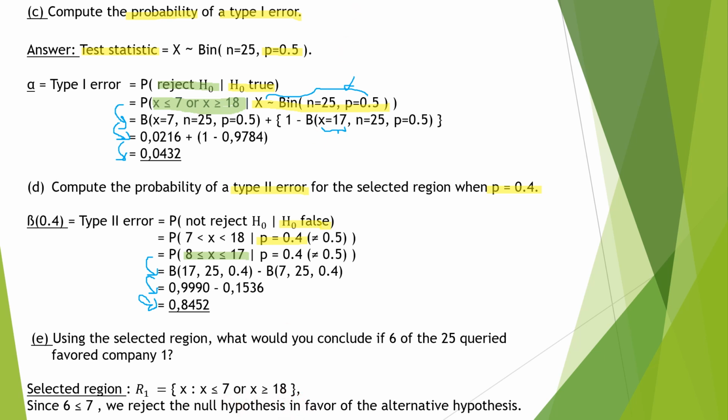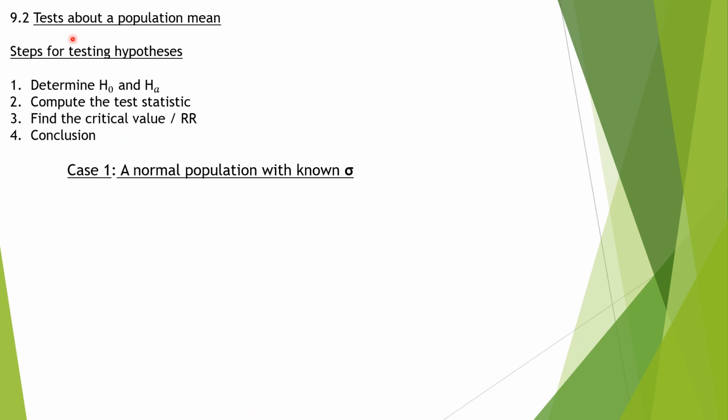So that's it. All right, now we move on to section 9.2, the test about a population mean. Our parameter of interest will be mu. There are 4 steps you can follow in order to test a hypothesis. The first is to determine what your null and alternative hypotheses are. Then you need to compute the test statistic, find the critical value or the rejection region, and conclude. For the first case, we have a normal population with a known sigma.